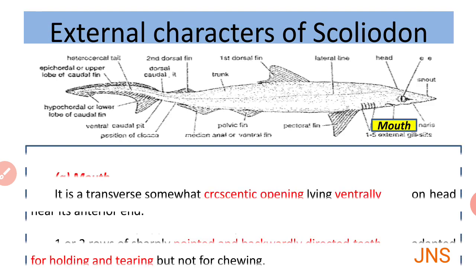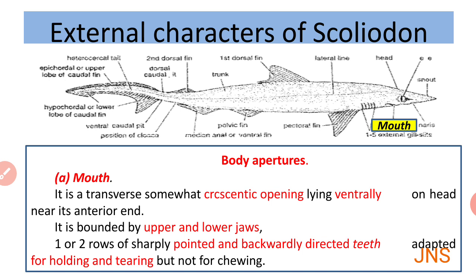Next, in the external characters, the mouth. In the body apertures, the first and most important aperture is the mouth. It is a transverse, somewhat crescentic opening, which is called the mouth, lying towards the ventral side of the head. Ventrally, the mouth is attached on the head region, and it is bounded by upper and lower jaws.